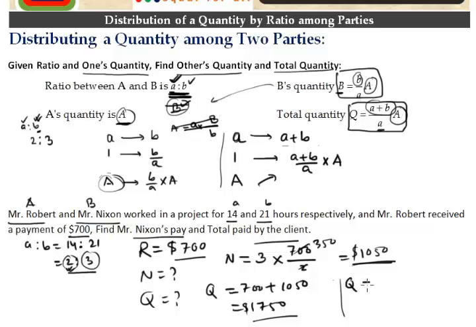How? The total quantity will be the given quantity, Mr. Robert's 700, divided by Mr. Robert's corresponding ratio 2, times the summation of the two ratios, 2 plus 3. So it will be 5 times 700, which is 3500, divided by 2, which gives $1750. So we get the same result. Either we can use this approach or that approach to find the total quantity.